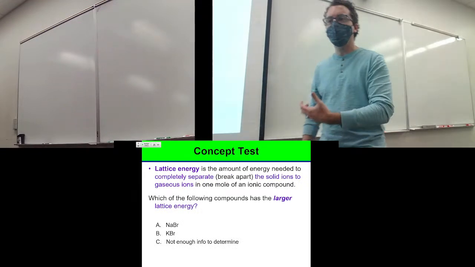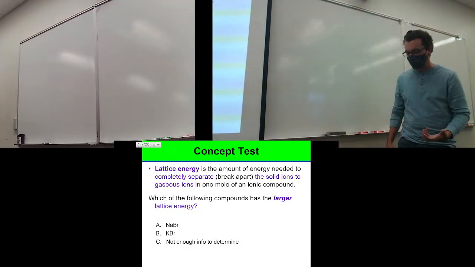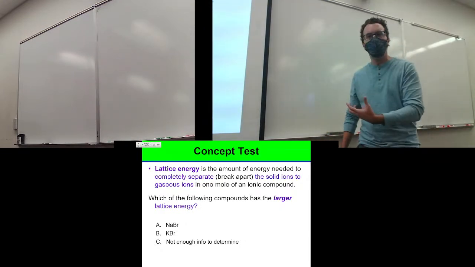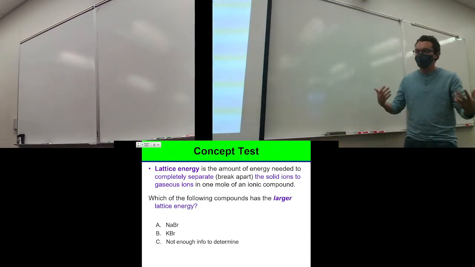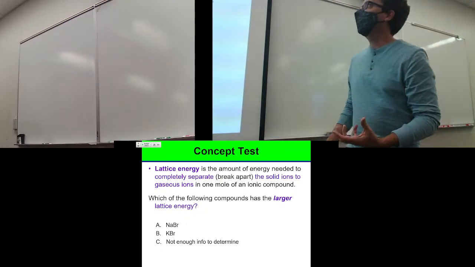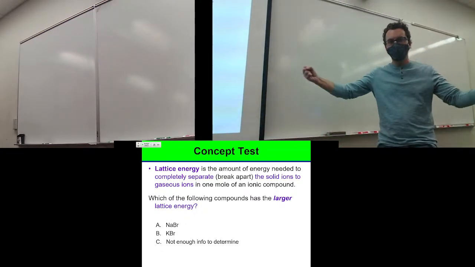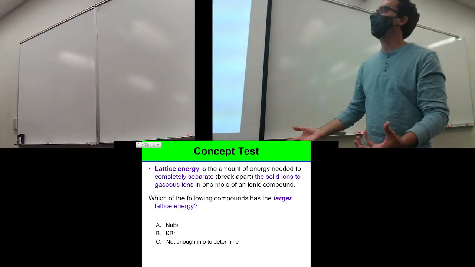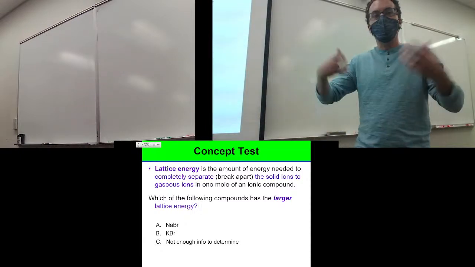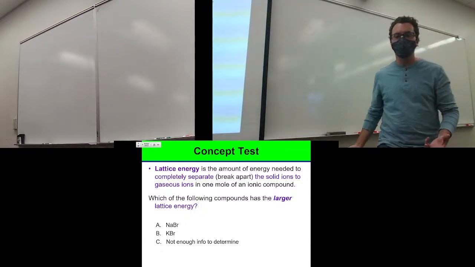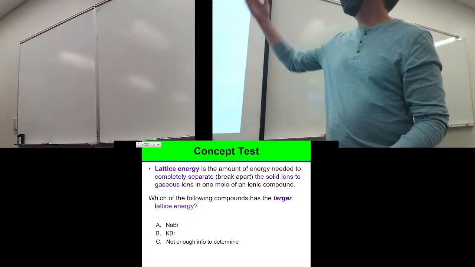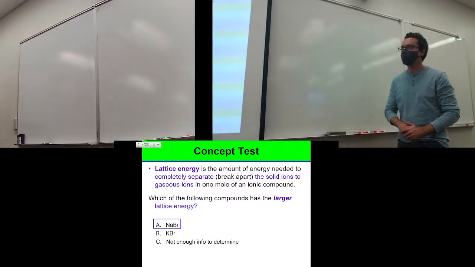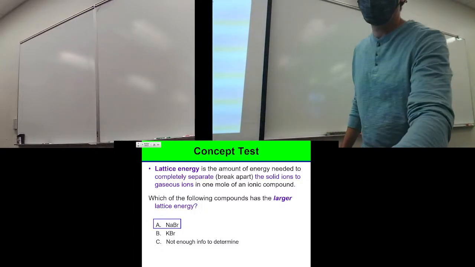In addition to melting point, the other thing that correlates with strong ionic bonds is the lattice energy. Lattice energy is a very specific definition of ionic bond strength. It is the energy required to separate two ions in an ionic bond and turn them into gas. So really you're just trying to break that ionic bond, and it correlates very well with the strength of an ionic bond. Which one has the larger lattice energy? The one that has the stronger ionic bond: NaBr, because Na is smaller.